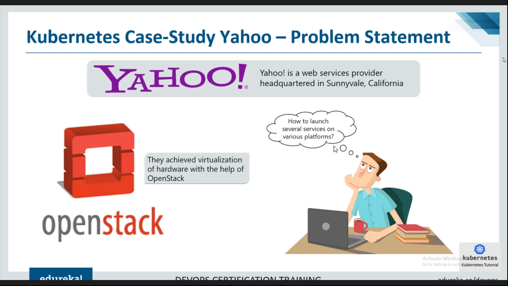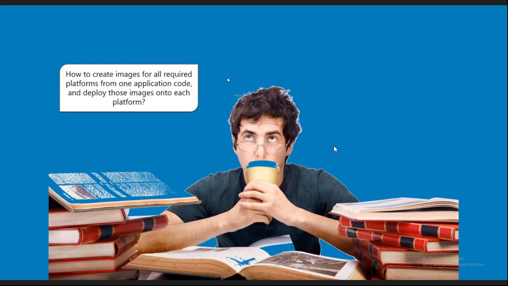And suppose the main problem statement here is how to create the images for all the required platforms. Suppose we need one image for Windows, for Linux, for the SUSE platform, for Debian, for CentOS, right? So we have to create multiple images for all the required platforms from one application code, and deploy those images onto these platforms, right? And how do we do that easily, without worrying about manual intervention, manual implementation and organizing of these codes? For that, we can simply use this Yahoo case study, right?